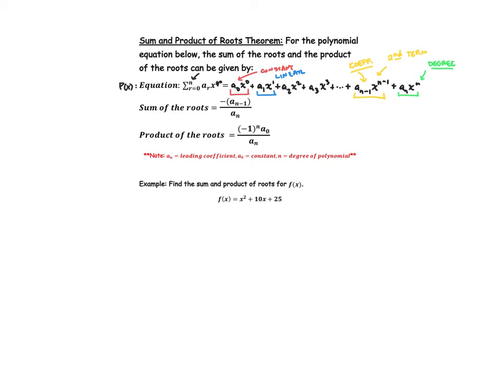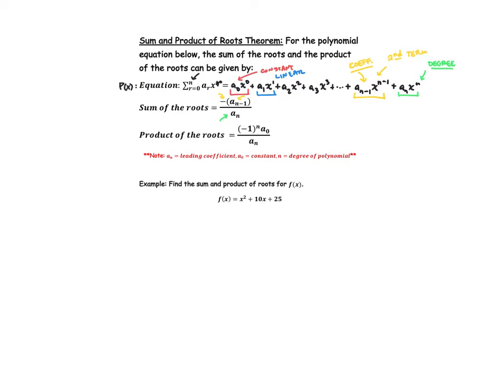Okay, so let's talk about the sum of the roots. So let's say we have an nth degree polynomial. That means we have n roots, or zeros. So the sum of those roots is going to be the opposite of the n minus 1th coefficient over the leading coefficient. Okay, we'll talk about that in just a moment.